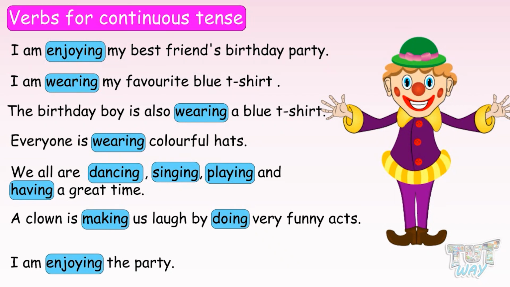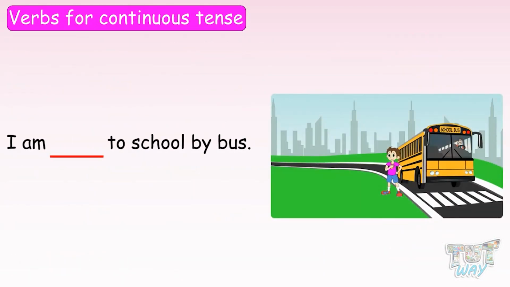So here, enjoying, wearing, dancing, singing, doing, making are verbs with ing and are depicting the continuity of actions being performed. Now, let's do an activity. Here are some sentences with blanks, and we have to fill the appropriate verb with ing to complete the sentence.